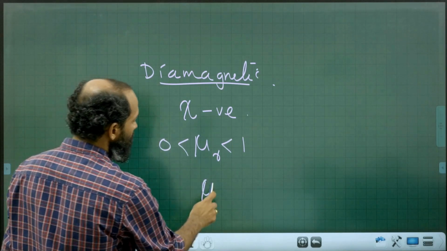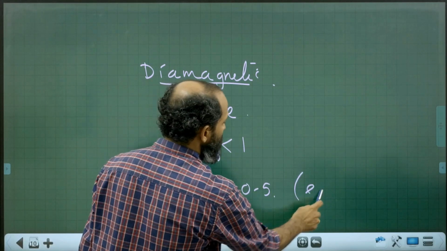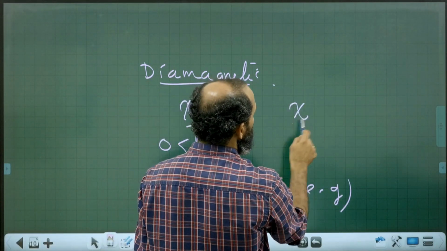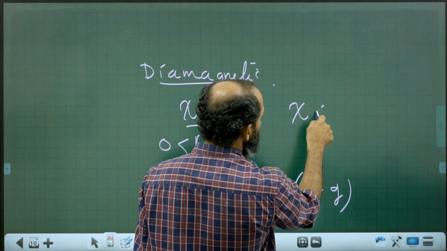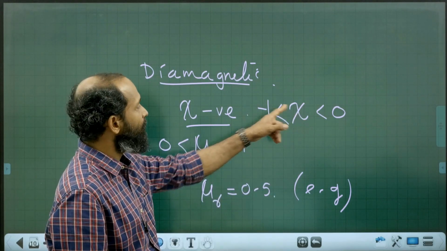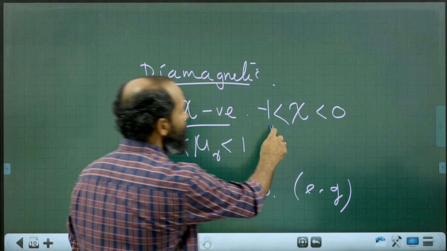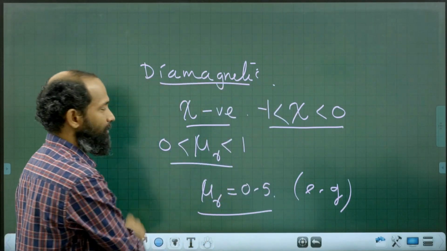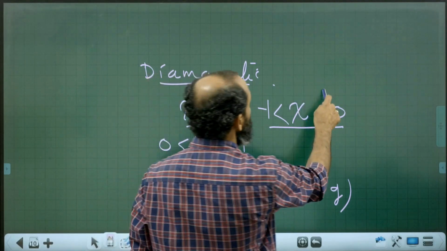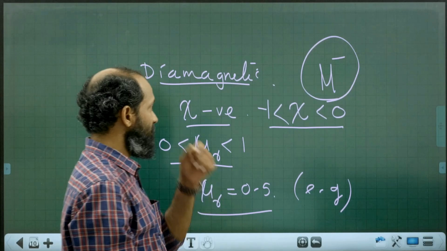For example, the relative permeability value may be 0.5. Susceptibility is negative. Chi is less than 0 but greater than -1. Susceptibility lies between 0 and -1 for diamagnetic materials. Don't forget this one. These two are asked in examinations. So negative susceptibility or reverse magnetization, reverse or negative magnetization, these are the features.